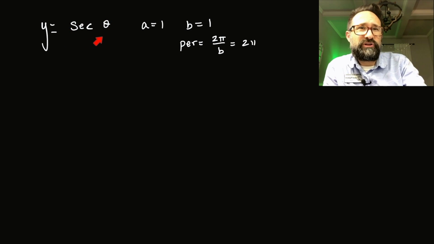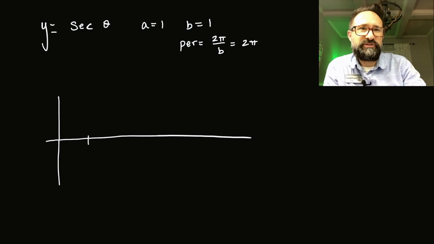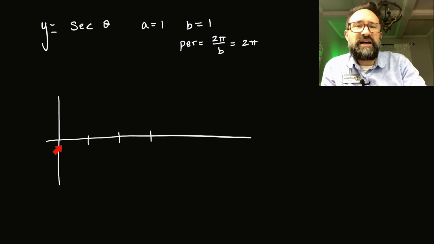Then, in fact, we're going to use some of the basic things, like, for example, 2 pi over b. That's the same thing that cosine and sine have always had. A and b are both 1. Notice I didn't write amplitude down because secant doesn't have an amplitude. We're going to draw this exactly like cosine.